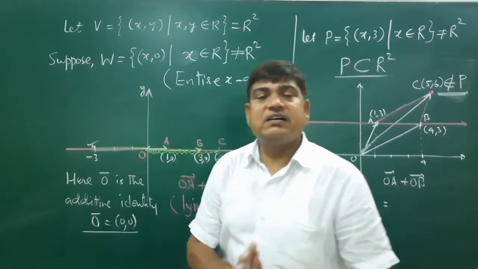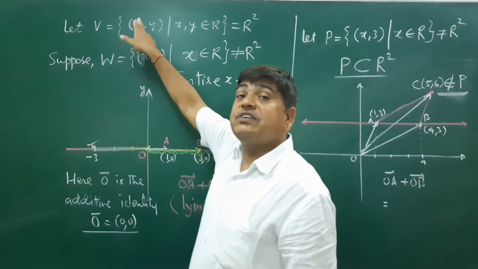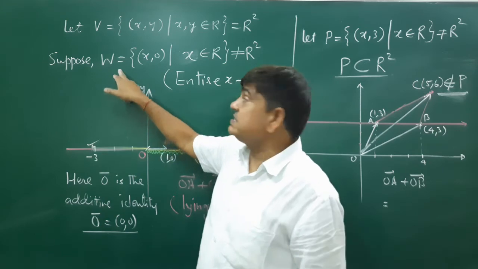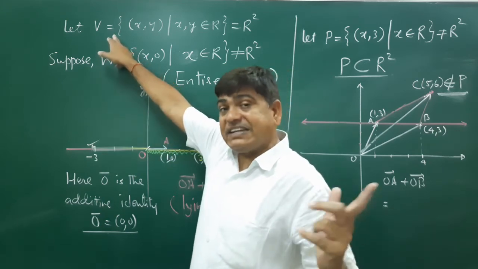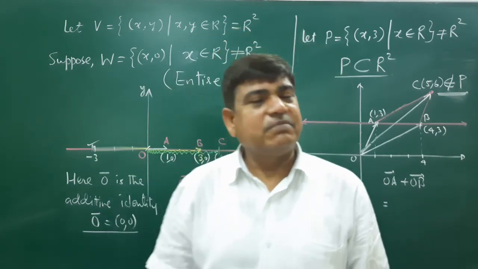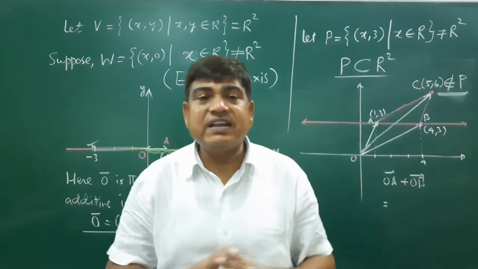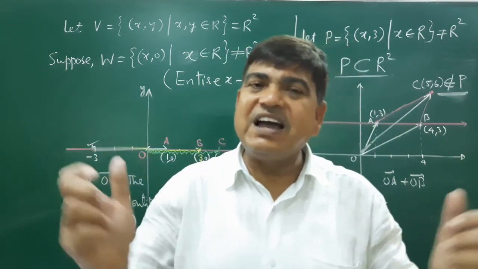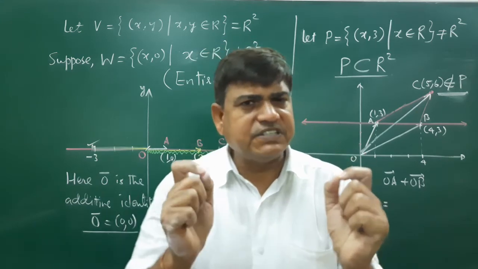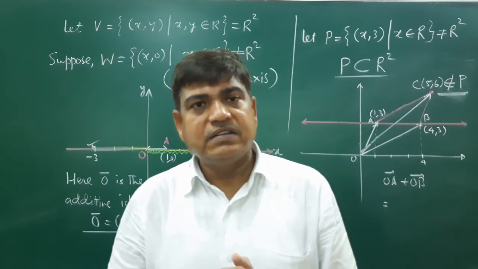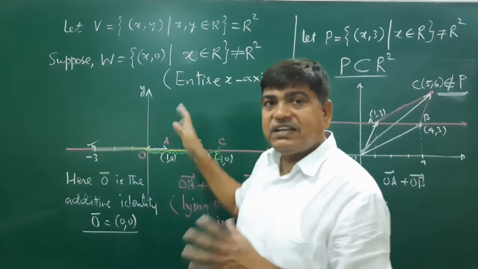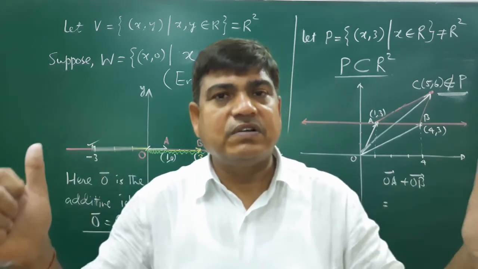So if this is a subset of this one and it is a vector space under the same operations defined on V, the parental set, then W is called a subspace. But remember, to verify all the 10 axioms is a time consuming method. So we will derive some particular property. Using that property, we will prove whether the given set is a subspace or not.